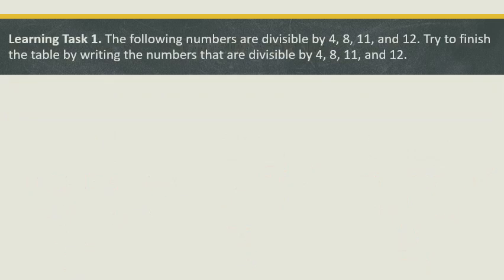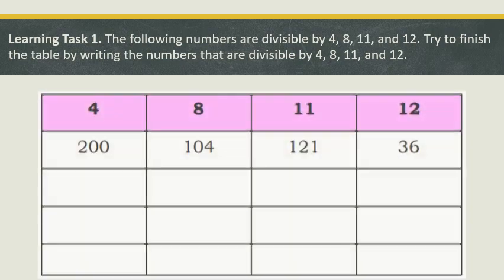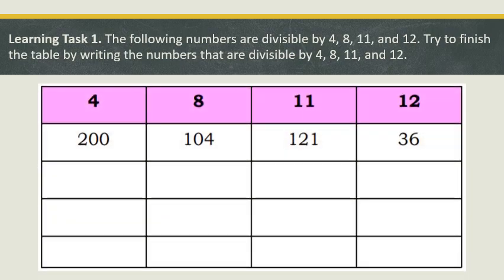So, tingnan natin dito sa learning task 1. So, the following numbers are divisible by 4, 8, 11, and 12. Try to finish the table by writing the numbers that are divisible by 4, 8, 11, and 12. So, since wala tayong pagpipilang number, maglalagay tayo ng number dito sa baba. So, may mga example na po na number. So, magbibigay kayo ng number na divisible sa 4. So, dito natin ilalagay tatlong number na divisible sa 4. Sa 8 naman, tatlong number uli. Sa 11, tatlong number. And sa 12, tatlong number uli na divisible sa 12.